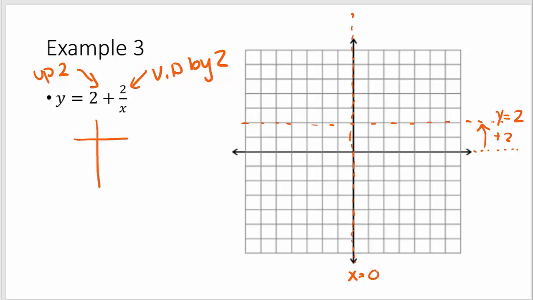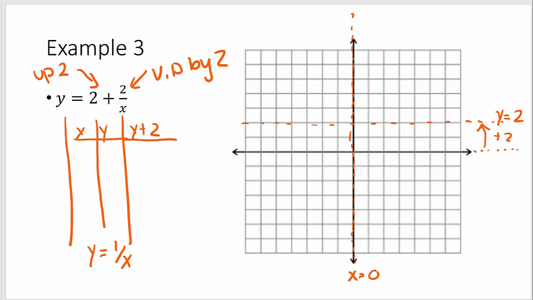So we'll start with our table of values of our parent function, which is y is equal to 1 over x. Then we will do our y plus 2, our translation up, and our vertical dilation means that we also have to put a 2 in front of the y. x values -1, 0, and 1. Our original, we would have -1 and 1.